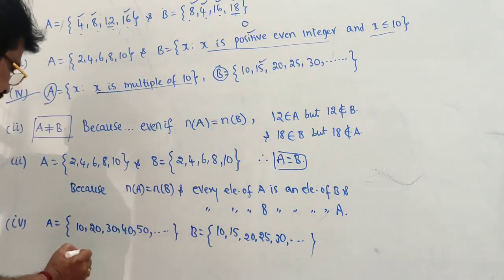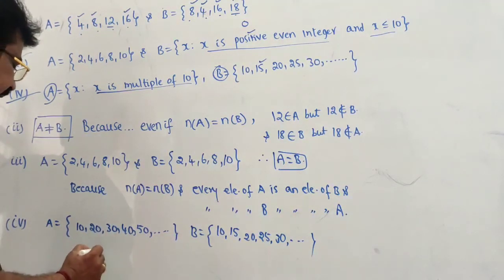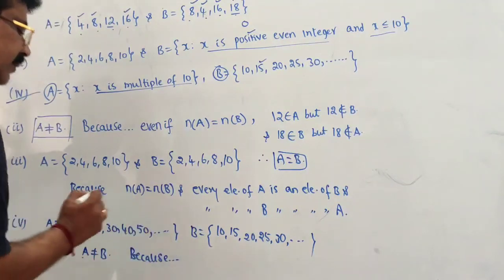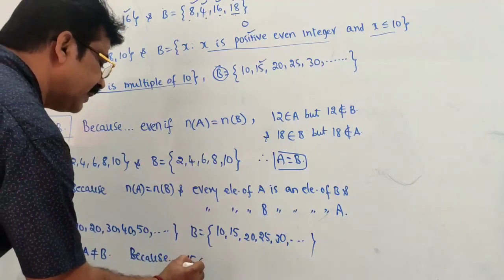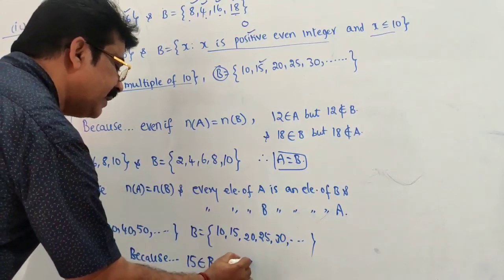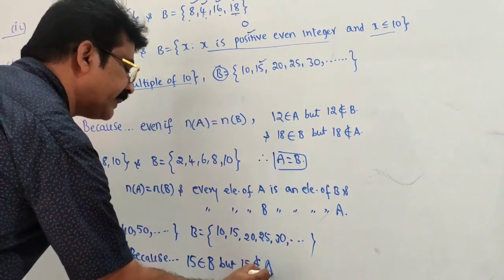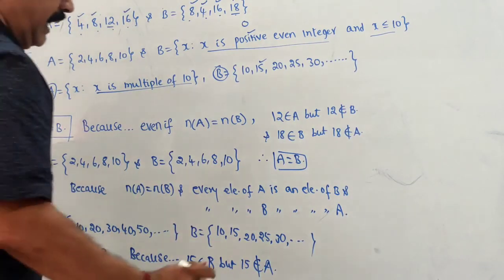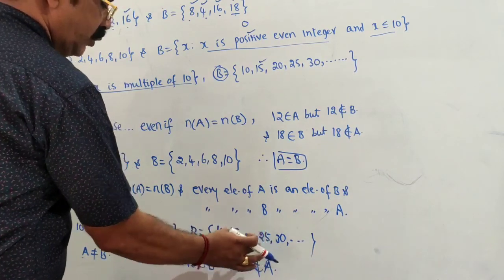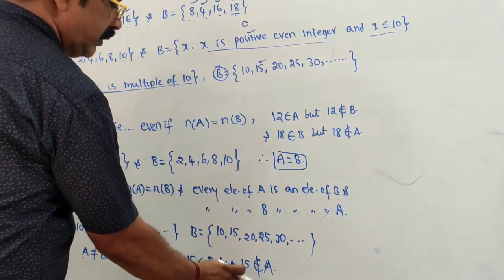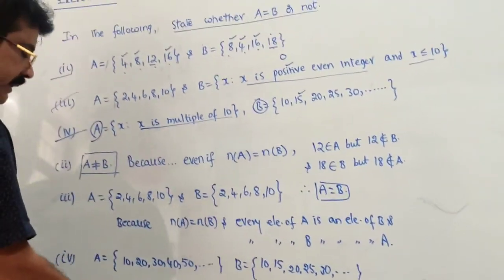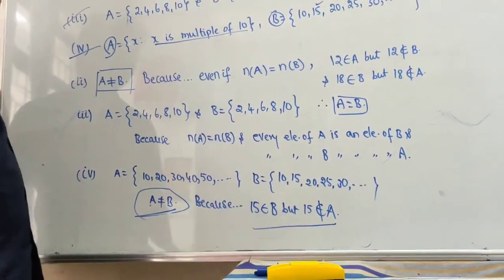So the simple reason, A not equal to B, because 15 belongs to capital B, but 15 does not belong to capital A. Simple reason. We need not show more than this. We can also write 25 belongs to capital B, but 25 does not belong to capital A. It is enough to write only one point, so that A not equal to B. Hence the problem.